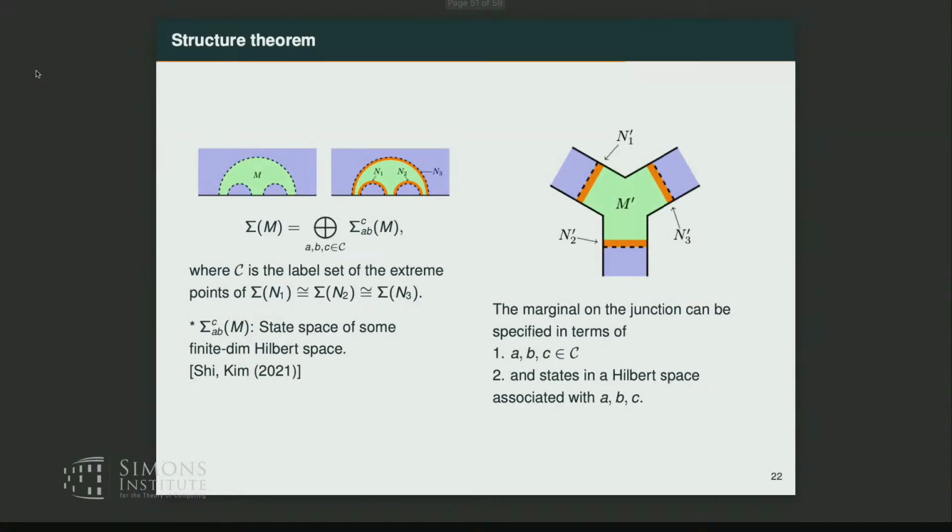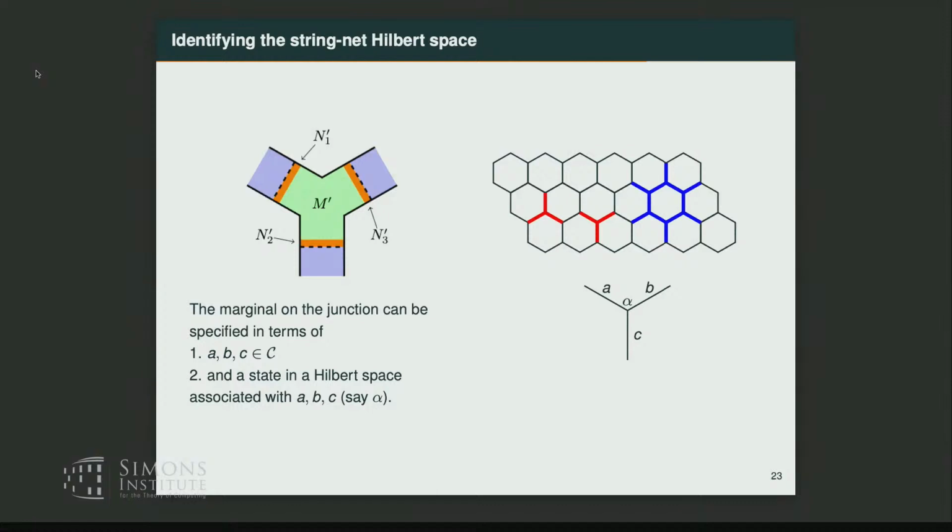All right. Now we can move this back to the original junction region, and we get something like this. The margin on this junction can now be specified in terms of the extreme points, each of which is specified in terms of these labels A, B, and C, and the states in the Hilbert space associated with this ABC. Now, let's put this side by side with the original stringnet Hilbert space. I already told you what that is. And you can see that this is exactly the convention for the stringnet Hilbert space. You have these labels A, B, and C, and in the middle we have this alpha, which depends on this ABC.